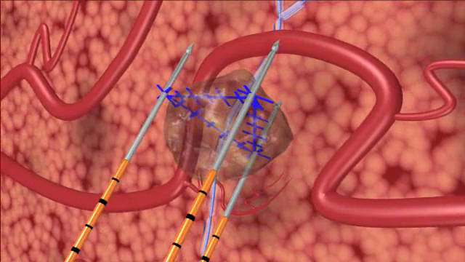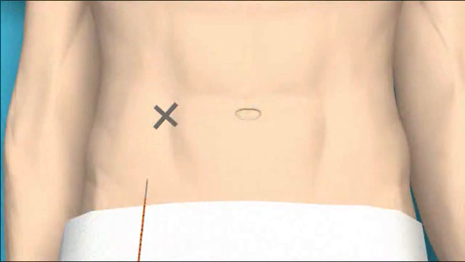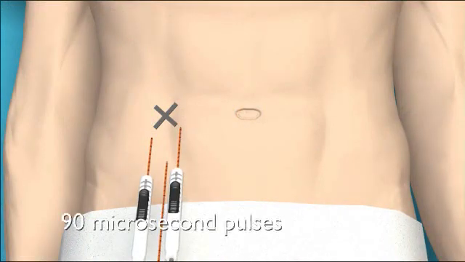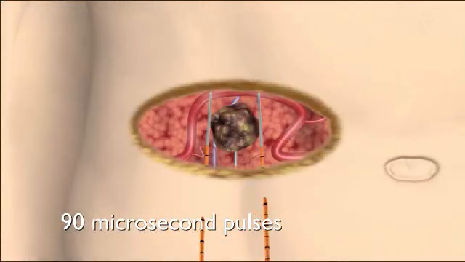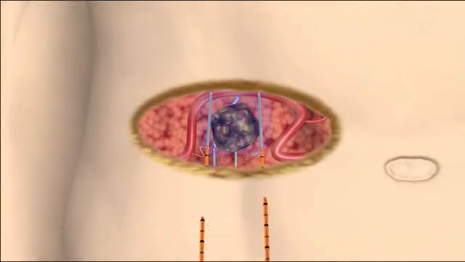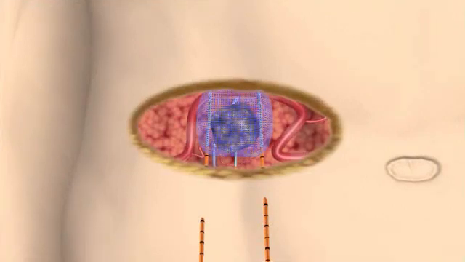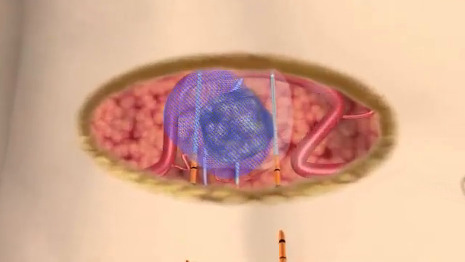An IRE treatment using the Nanoknife IRE system consists of a series of at least 90 extremely short electrical pulses, each less than a microsecond. Cell death is induced within minutes, and the patient can often be released from the hospital the same day.